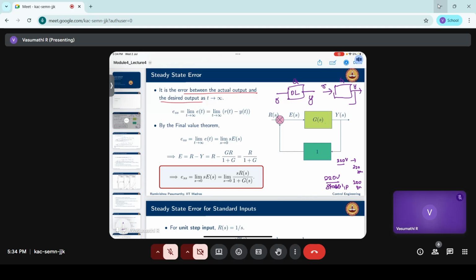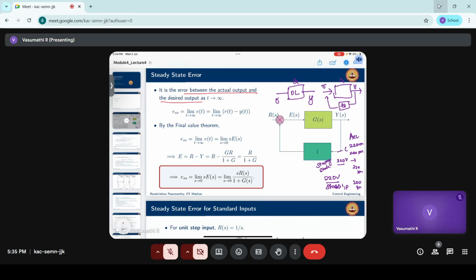So in that case, you will consider taking the feedback from the output and giving it back to the input. In this manner, you will know the difference between the actual output and the expected output, so that you can make corrections to bring the actual output near the expected output. This is how the closed loop system works. The output you are expecting is 220 rpm, but the real output you are getting is 200 rpm.